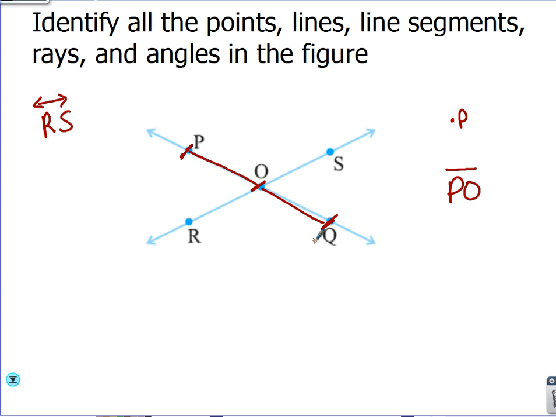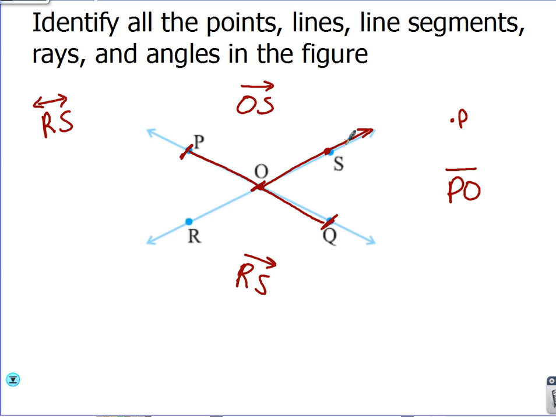Rays. And I'll do the rest of them for you. A ray starts at a point and goes through a letter. So we could say ray OS starts at O, goes through S, keeps going. Ray RS would be another ray. Somebody tell me, are those the same rays? Is OS and RS the same ray? OS starts at O, goes through S. RS starts at R, goes through S. RS is slightly longer than OS, so no, that would not be the same rays.